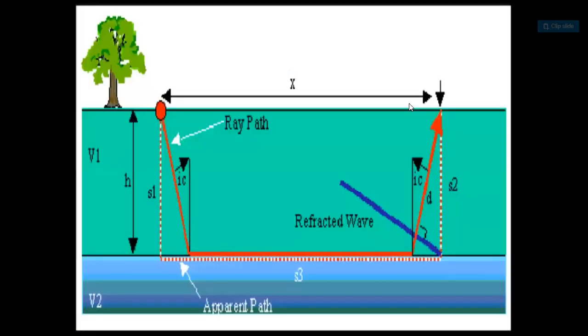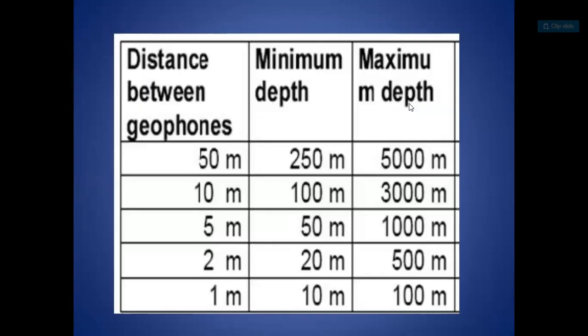This is the apparent path, V2, V1, and H, and the ray path. This is the refracted wave. Distance between geophones, minimum depth and maximum depth. Distance between geophones: 1 meter, 2 meters, 5, 10, 50. Minimum depth: 10, 20, 50, 100, and 250. Maximum depth: 100, 500, 1000, up to 5000 meters.